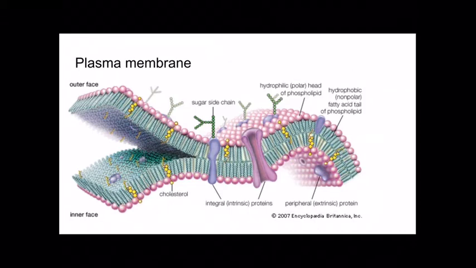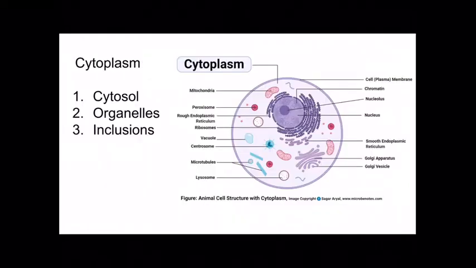So those are the functions of the cell membrane. We will do a whole lecture on the cell membrane next. I think that's our next lecture. So that's the first part of the cell. The second part of a cell is the cytoplasm. Now the cytoplasm actually has three parts to it.